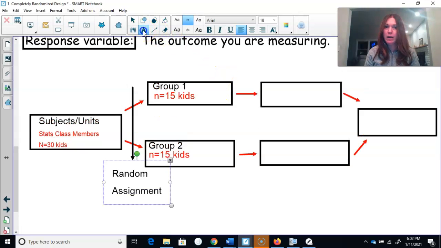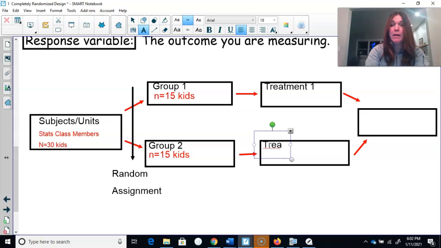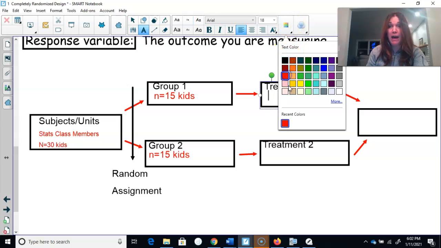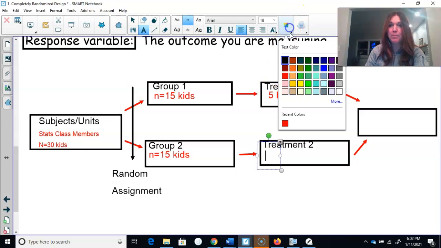Once they're in their groups, then what you have to do is tell us what the treatments will be. So we have treatment 1, and then we have treatment 2. So our treatment 1 is something I made up again. Remember, I made up this example. Treatment 1 would be 5 hours of sleep. And then treatment 2, that would be the 8 hours of sleep.